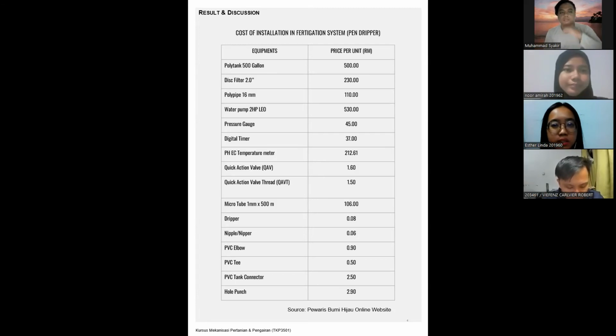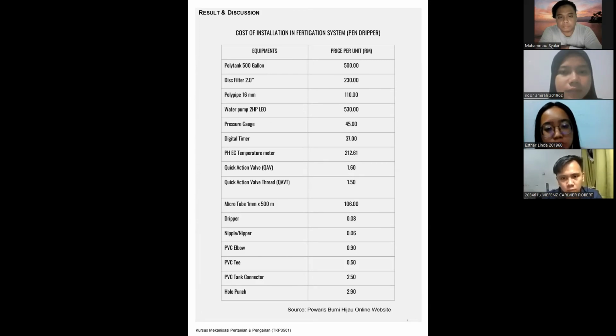Now I will tell about the cost of installation for the complete fertigation system. This cost is for the pen dripper. And here is the equipment needed for a complete irrigation system. And also, beside is the price per unit for every equipment needed. The price per unit is taken from the source Pewaris Bumi Hijau online website.